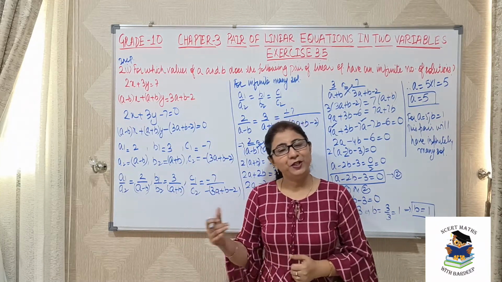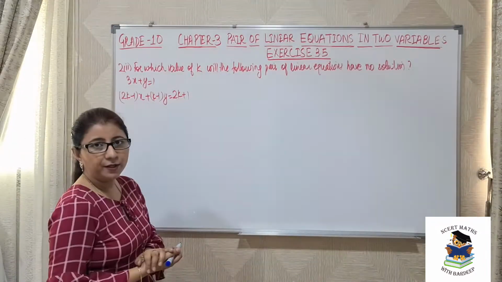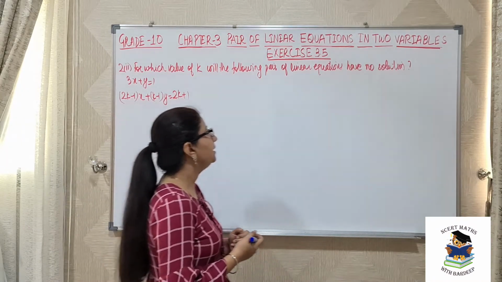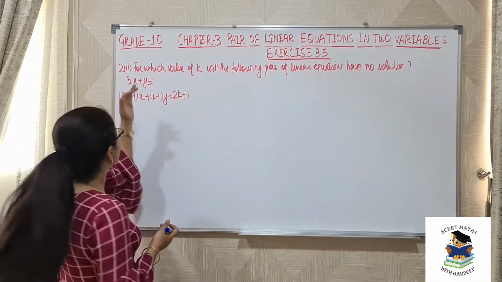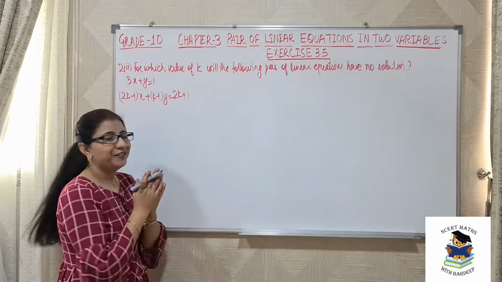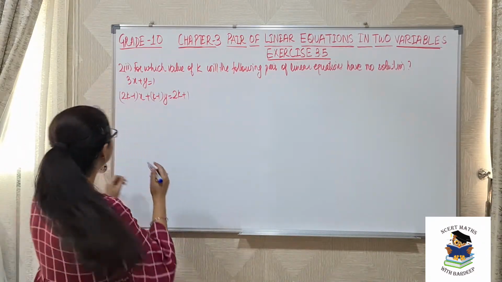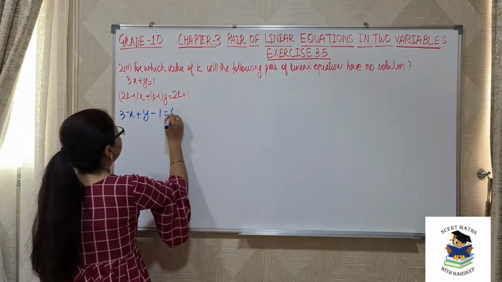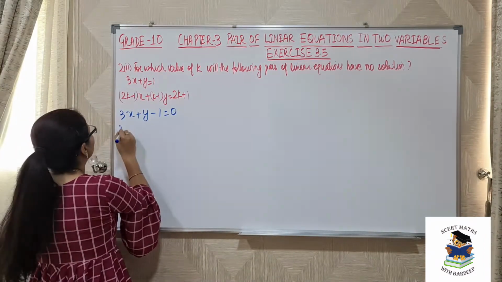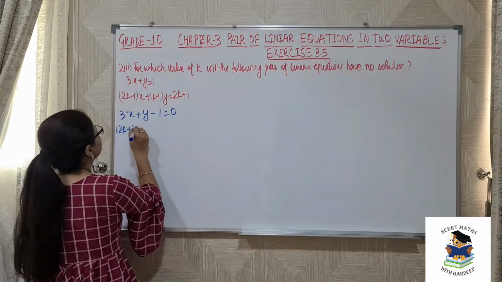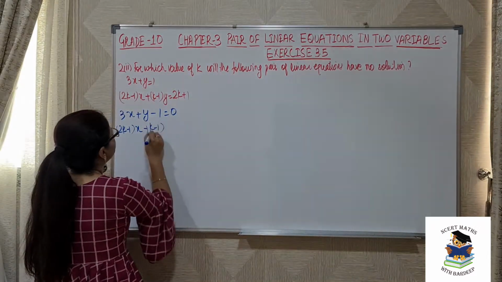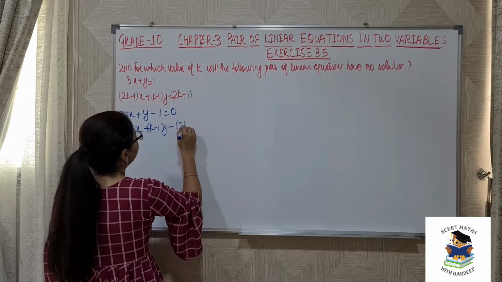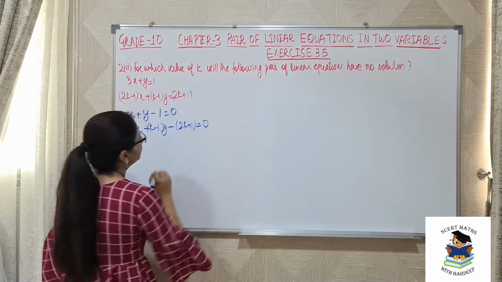I hope this is clear. Now let's see the next one. So the second part of the second question is, for which value of k will the following pair of linear equations have no solution? So this pair is given to us. So what should be my first step? Again, make the right hand side 0. So we can write 3x plus y minus 1 equals 0. So 2k minus 1 times x plus k minus 1 times y minus, again this full term should be put in brackets, equals 0.